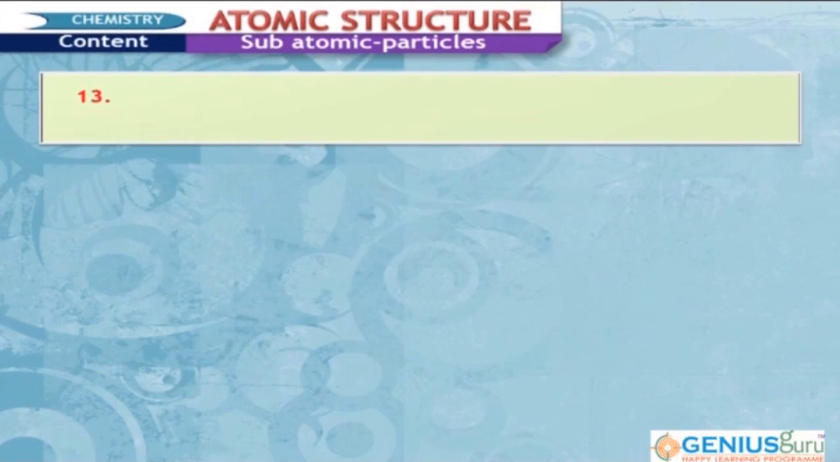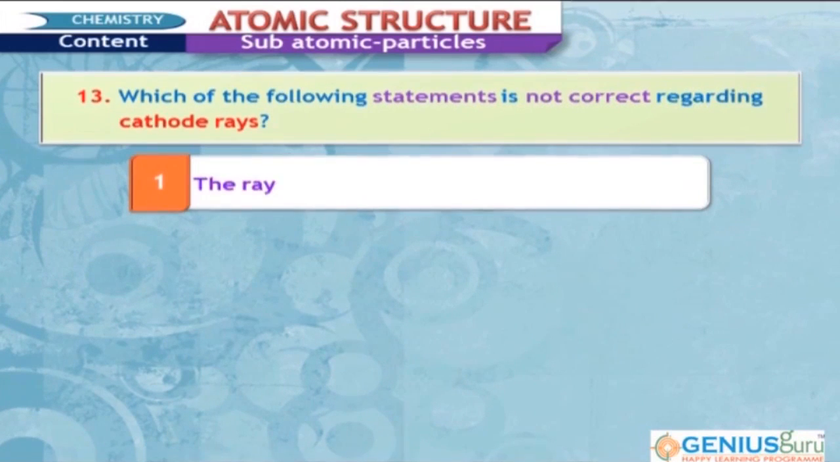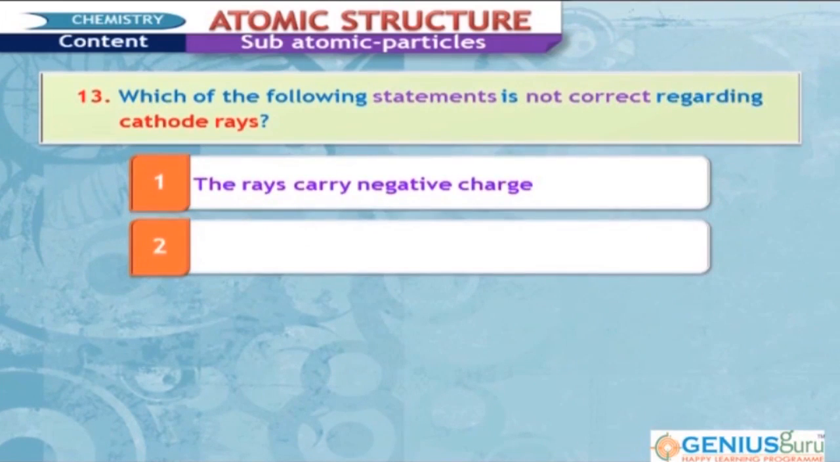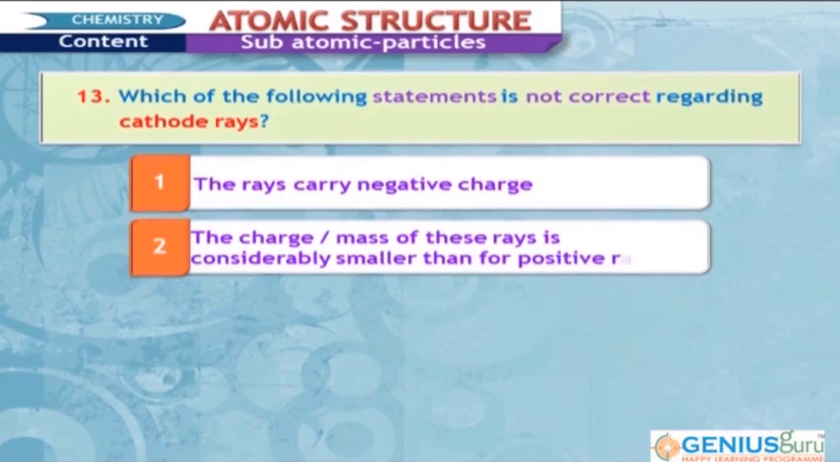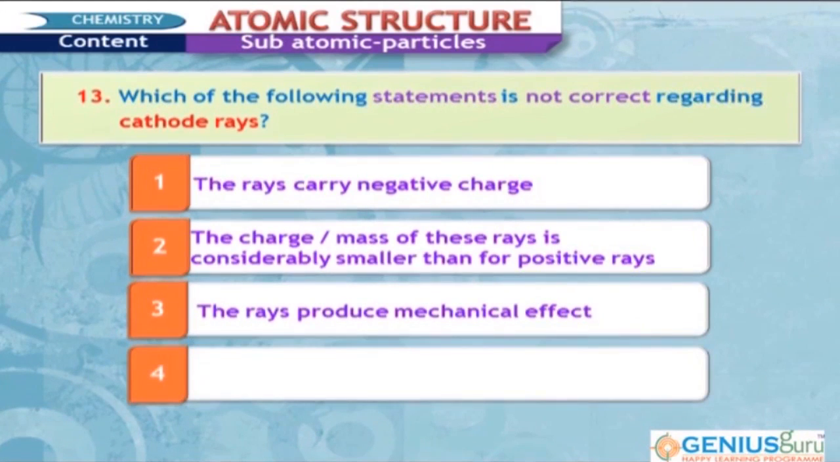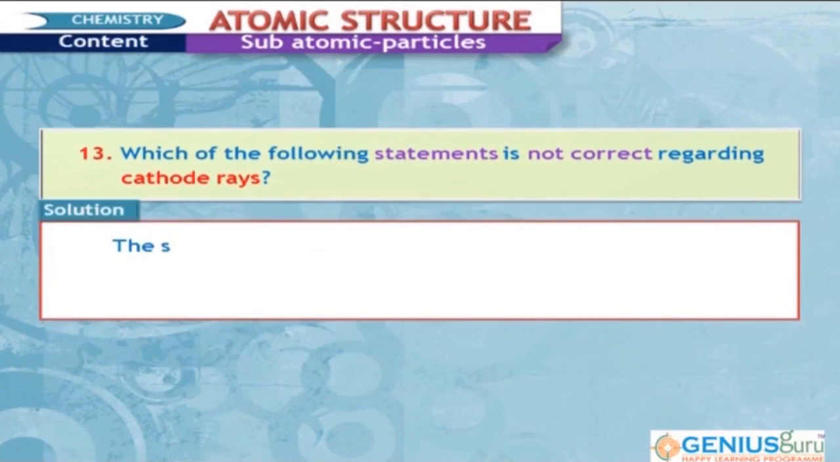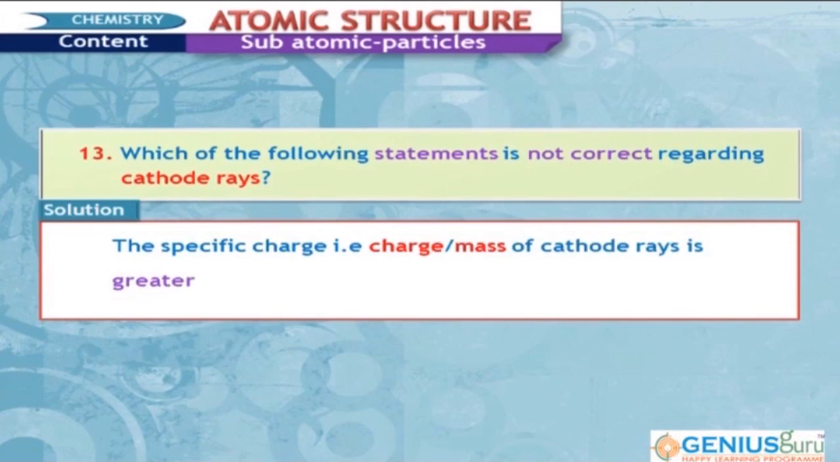The next question is, which of the following statements is not correct regarding the cathode rays? Here are the options. The first one is, the rays carry negative charge. Second one is, the charge to mass of these rays is considerably smaller than the positive rays. Third one is, the rays produce mechanical effect. And the fourth one is, the charge to mass ratio is independent of the nature of the gas taken in the discharge tube. The specific charge, which is also known as the charge to mass of cathode rays, is greater than the positive rays or anode rays.